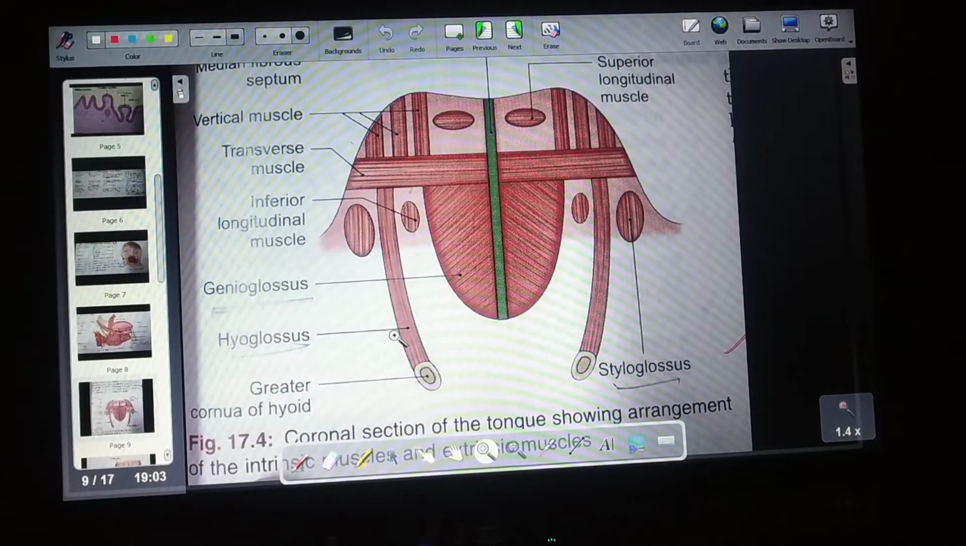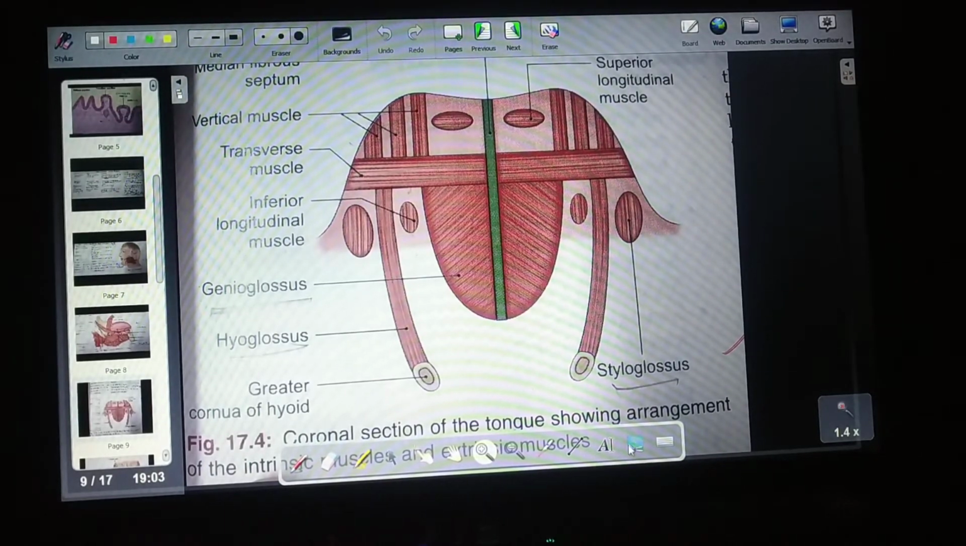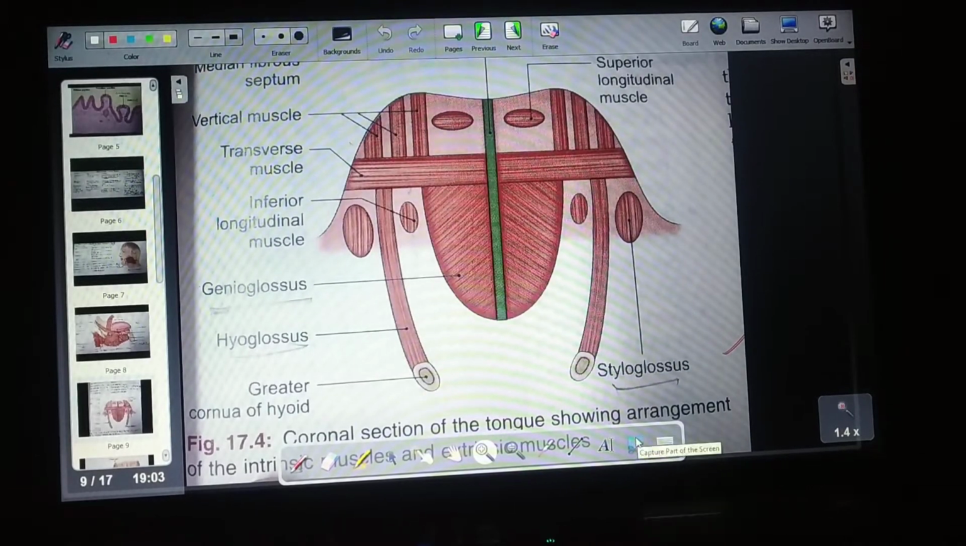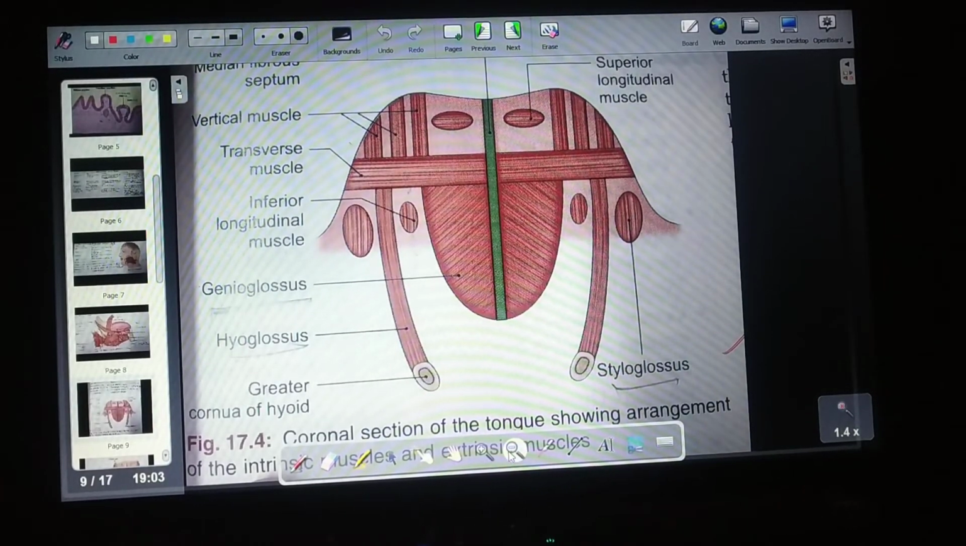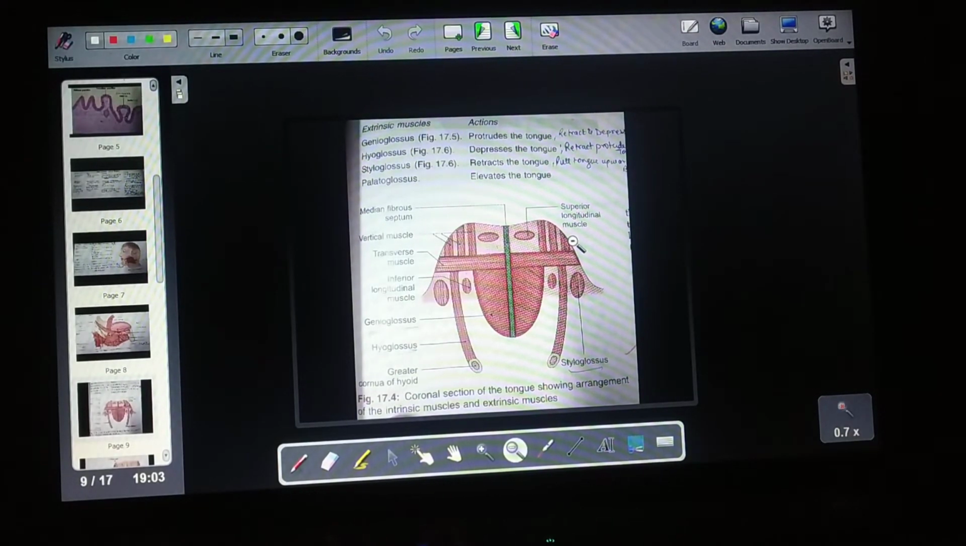showing the hypoglossal nerve, hyoglossus muscle, the greater cornu of the hyoid bone over here, the genioglossus, this one. Then the inferior longitudinal muscles, these are the transverse, these are the vertical muscles and these are the superior longitudinal muscles. This is the styloglossus muscle present over here. So in gist, I told you the basic function: genio will protrude, hyo will depress, stylo will retract and palato will elevate.